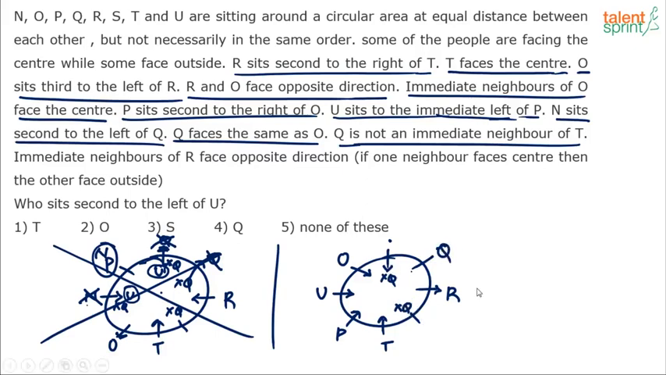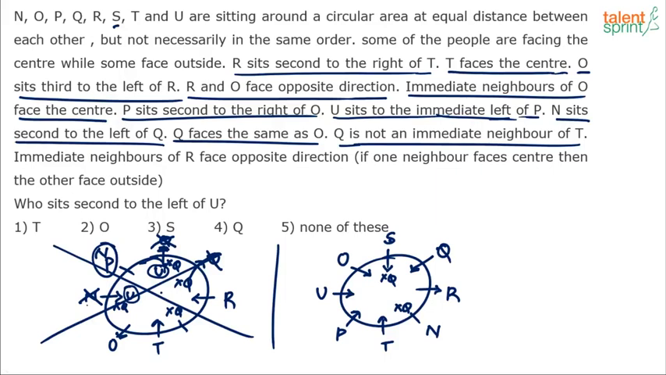So the only possibility for Q now is this one. Q has to come here because all the other places are ruled out. And Q should be facing center. Why is Q facing center? Because O is facing center. Q and O face the same direction. Q is facing center. N sits second to the left of Q. First and second, N comes here. Left of Q will be clockwise now. Now, P, Q, R, N, O, T and U have been marked. The only person left out is S. S has to come here. So I think the arrangement is done.